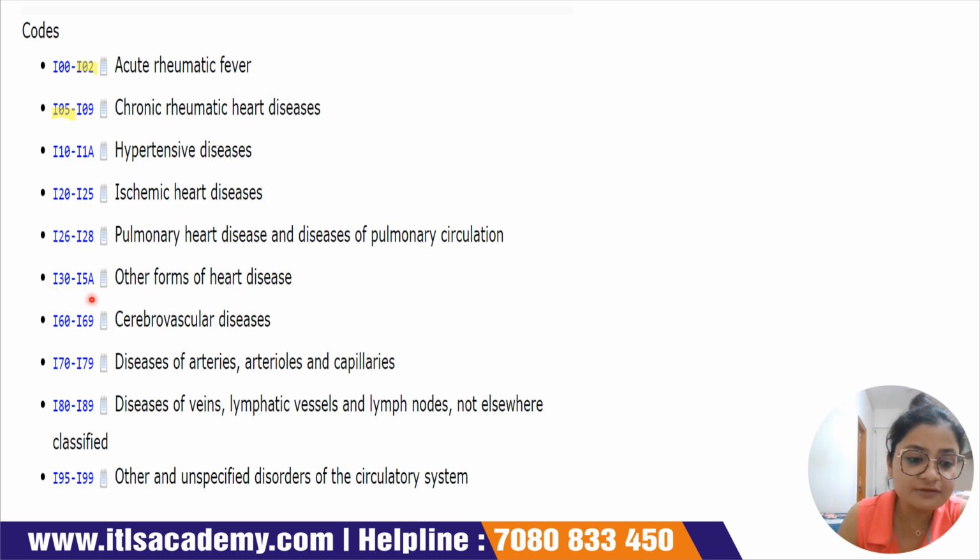I30 to I5A we have other forms of heart disease. I60 to I69 we have cerebrovascular diseases. I70 to I79 we have diseases of arteries, arterioles and capillaries. I80 to I89 we have diseases of veins, lymphatic vessels and lymph nodes which are not elsewhere classified. And last but not the least, I95 to I99 we have other and unspecified disorders of the circulatory system.